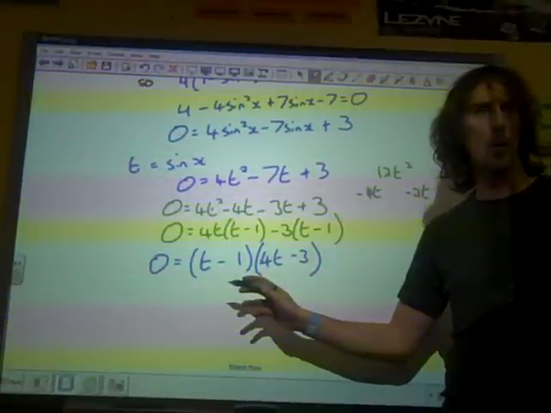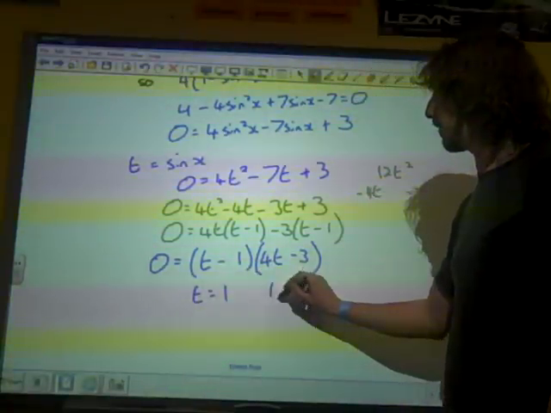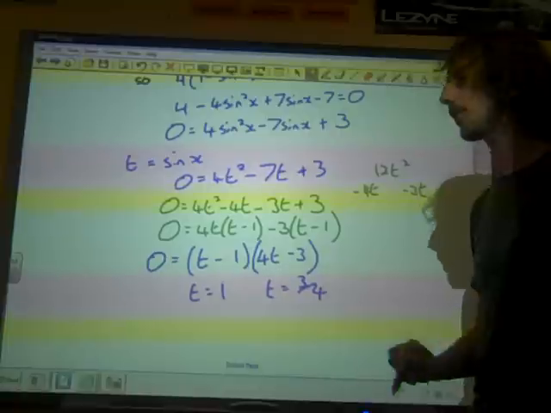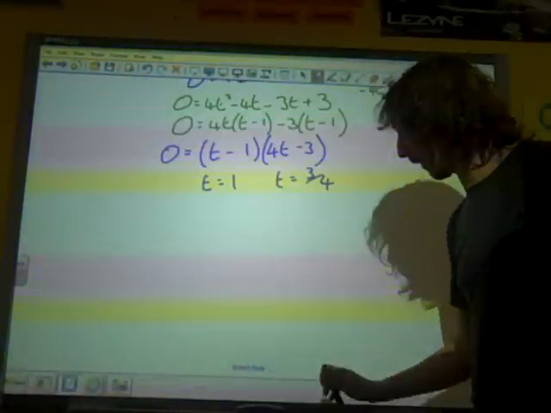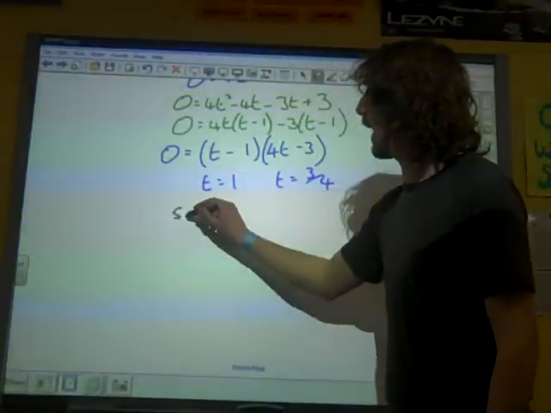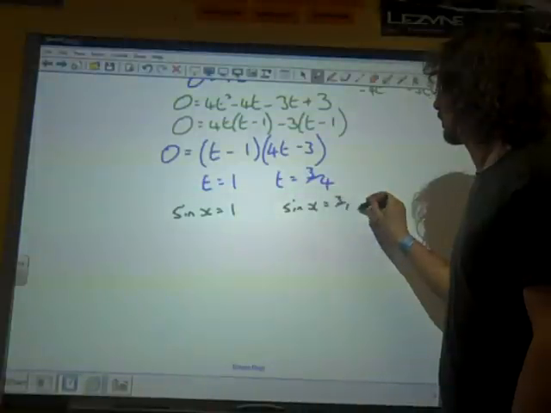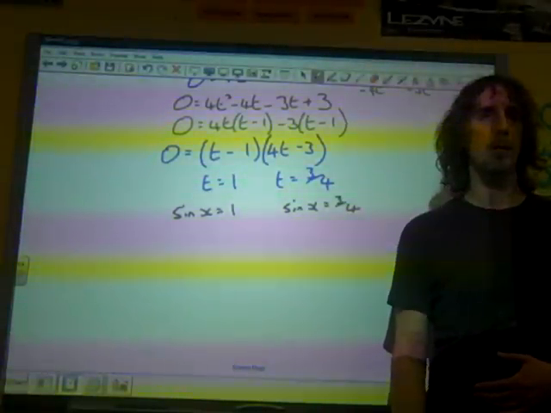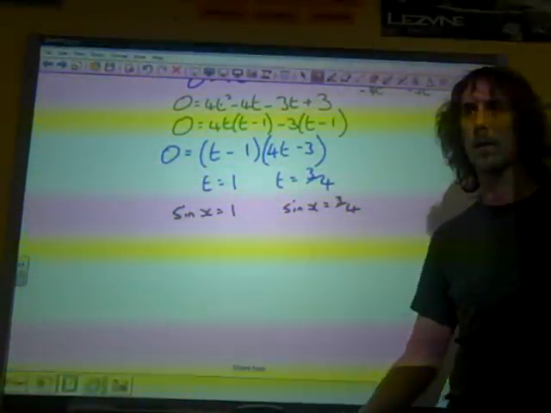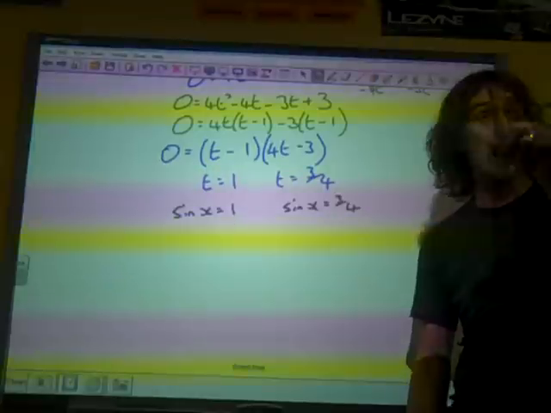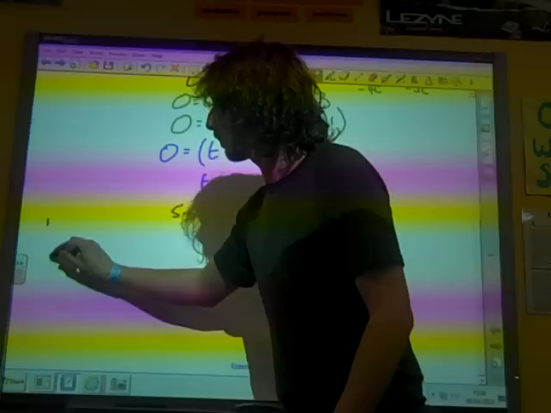Here we've got what values? t is 1 and t is 3/4. So it wasn't about t, it was about sin x. So we undo our substitution. Sin x is 1. Sin x is 3/4. Now this bit's easy enough. Sin x being 1. Remember the sine graph? That's probably the easiest way to think about that one. When is sin x equal to 1?